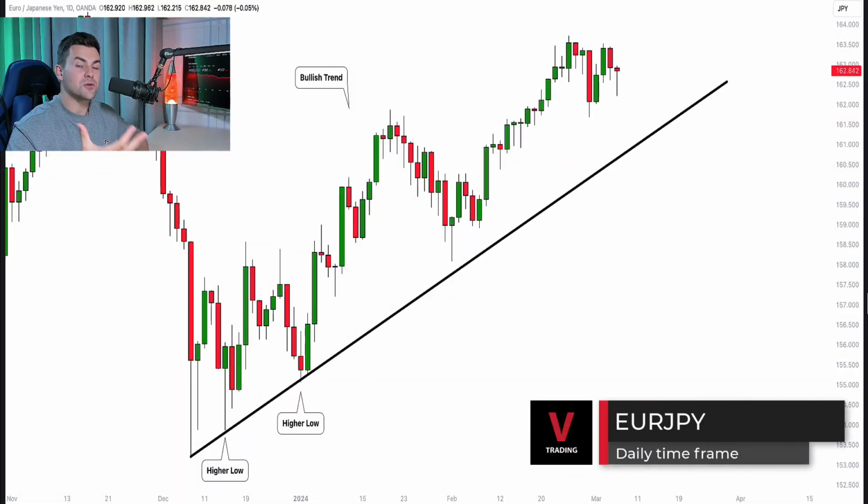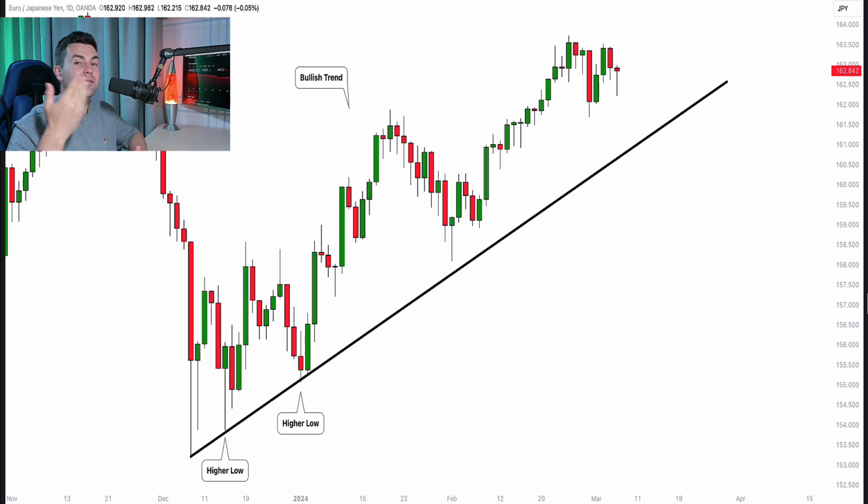Take a look at the price action on the euro yen pair on a daily time frame. The market is bullish, the market is trading in a bullish trend, and the price perfectly respects a rising trend line that is based on higher lows. Obviously, for us, such a trend line can provide a perfect entry to buy the market.